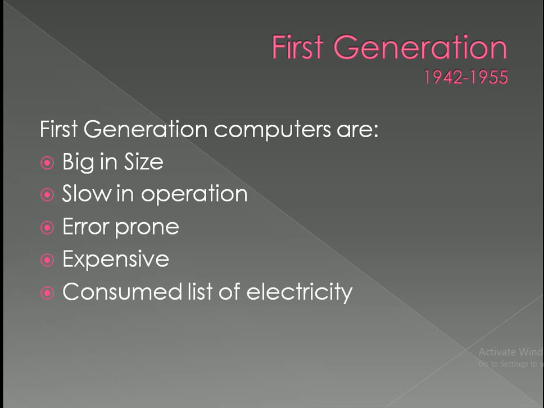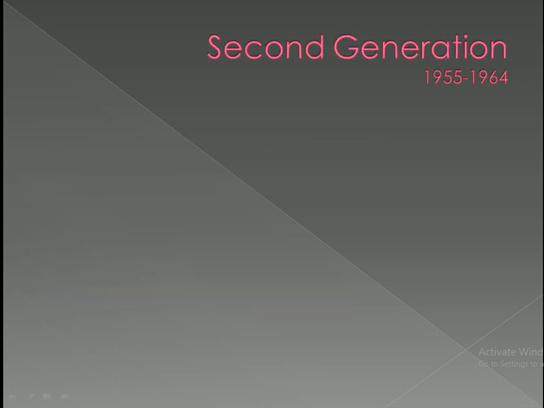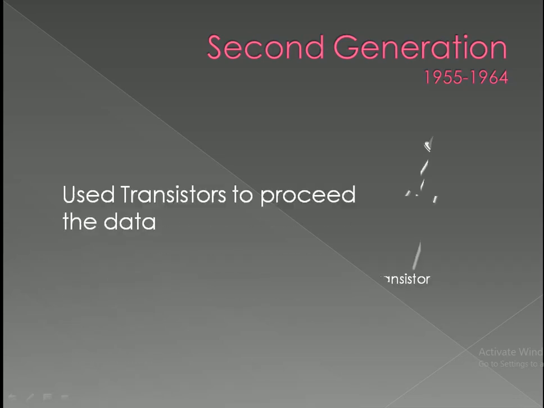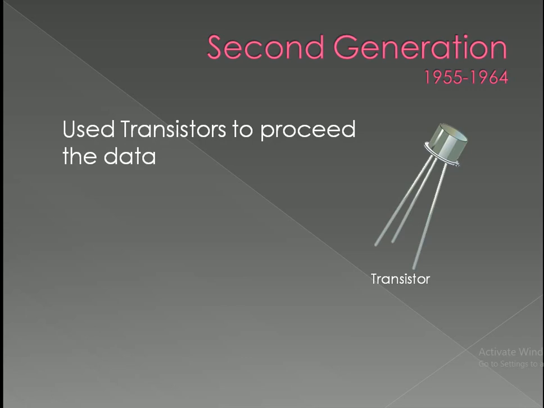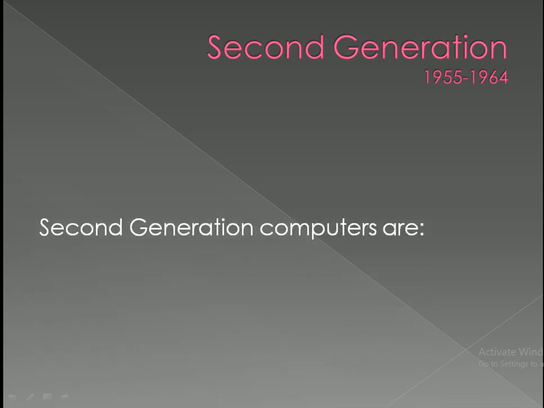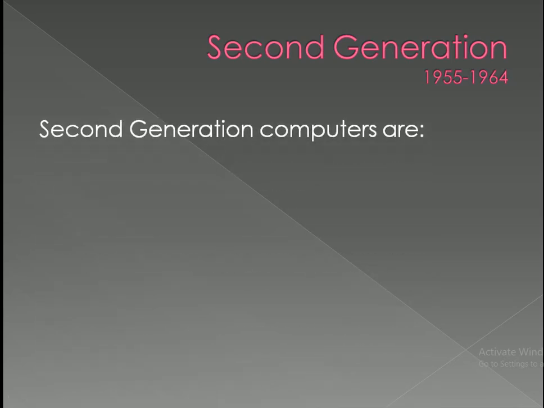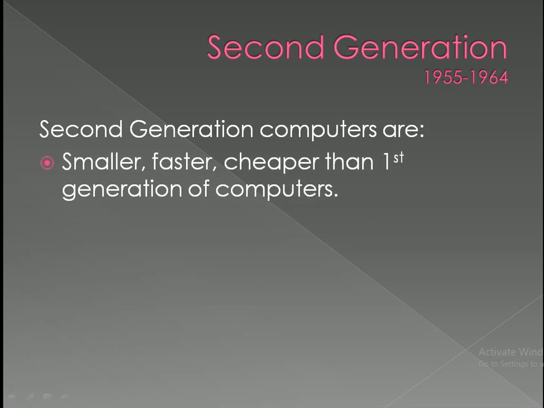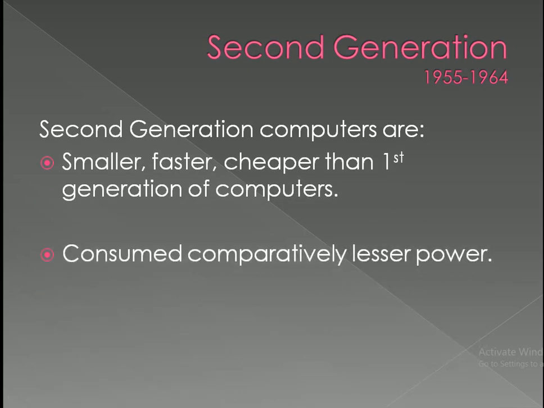So, to reduce these drawbacks, the second generation of computer was introduced in 1955 and goes to 1964. The second generation computers used transistors to process the data. For example, IBM 1401 and IBM 7000 series. Second generation computers were smaller, faster and cheaper than the first generation of computer. They consumed comparatively lesser power.